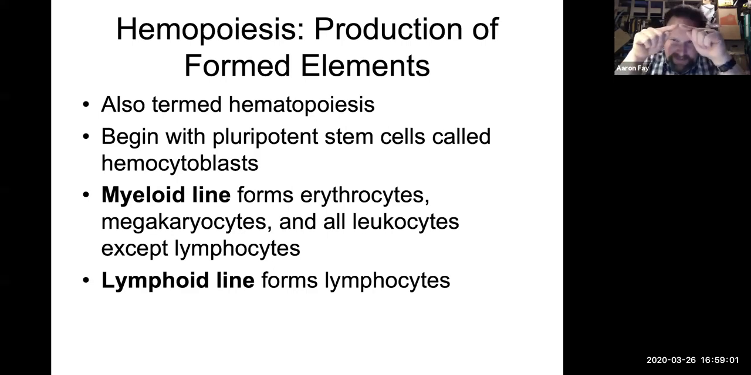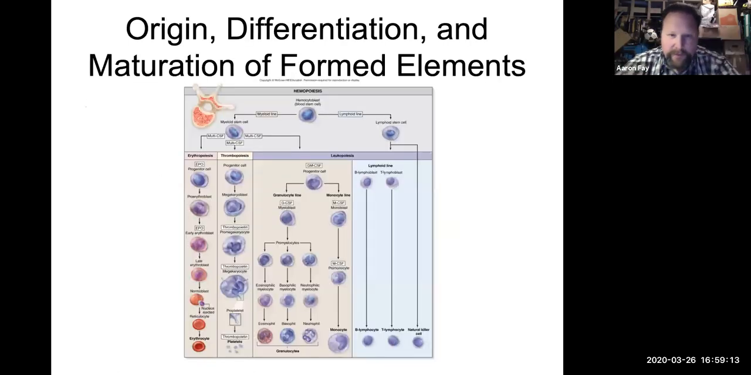The hemocytoblast will take one of two pathways. It can either go down the myeloid line, or it can go down the lymphoid line. I'll have a picture of this in a second. And it's pretty easy to tell them apart. Here's our hemocytoblast. If it goes down the lymphoid line, it will become a lymphocyte. That's it, lymphocyte. I mentioned before, we have 3 different types of lymphocytes: B cells, T cells, and natural killer cells. Everything else, all these other cells, are derived from the myeloid line.